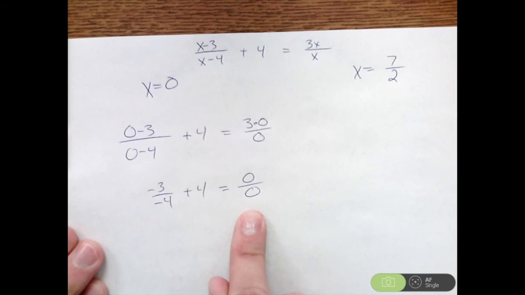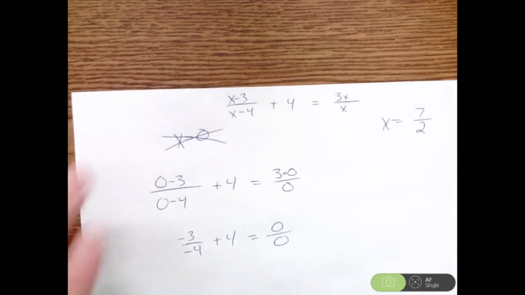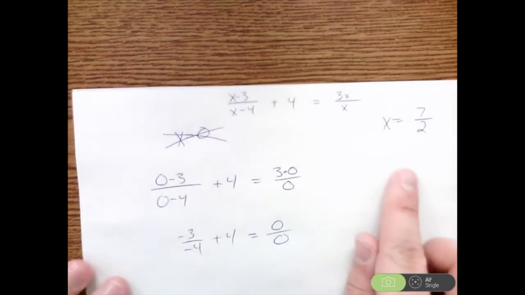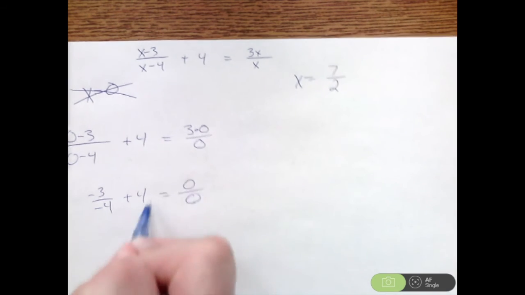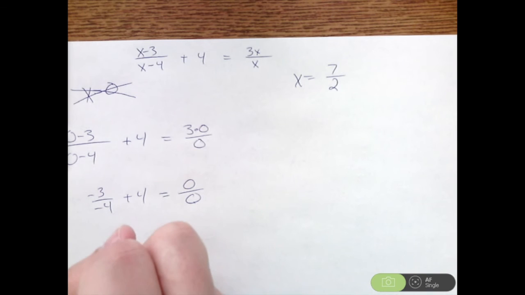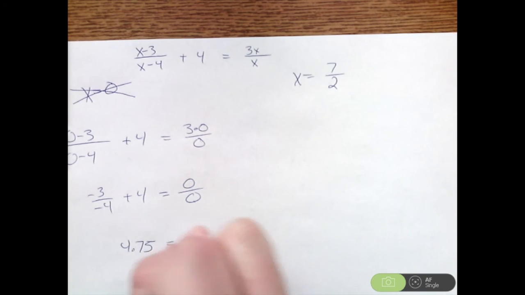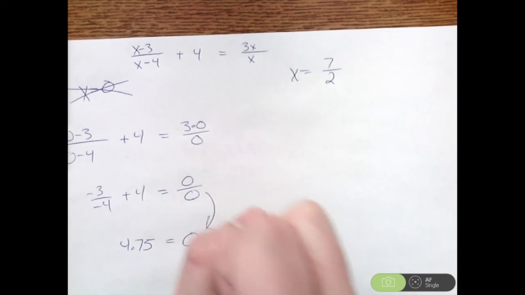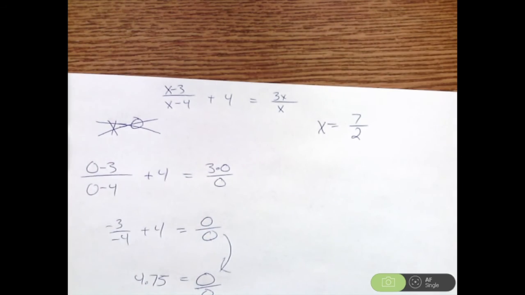We cannot have that. So what I know is x equals 0 is not going to work. That is not going to be one of my solutions. So we're done with that because I ran into dividing by 0. And besides, I'm going to get some number over here, which is going to be 4.75 if you went the fraction route, equals 0 over 0. But you can't even divide that. 0 divided by 0, that doesn't work. So we know x equals 0 is not a solution.